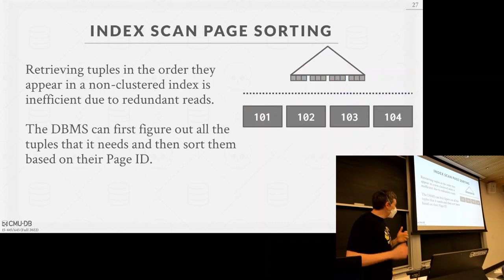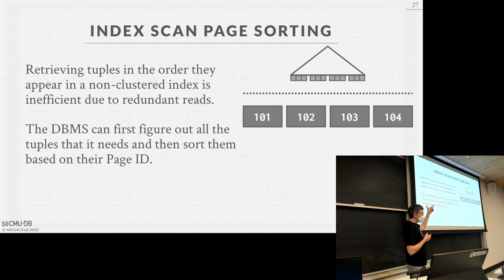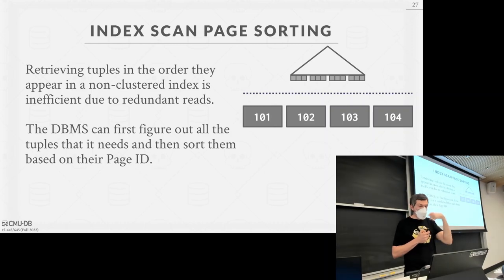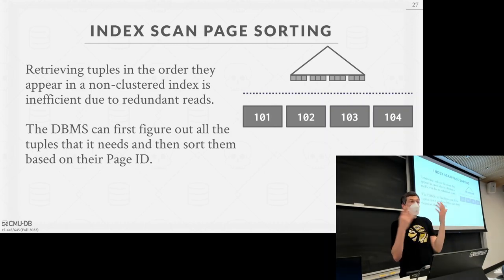You don't have to use a clustered index to get this benefit as well. This is the example he was asking about. Could I have multiple indexes that have their own different sort ordering that's different than how the table is actually sorted? The answer is yes. But the challenge is that if I blindly follow the pointers that the index is pointing to, and just fetch them in the order that they show up in the index, then that may not be that efficient.